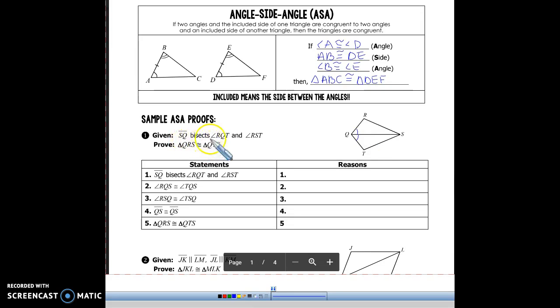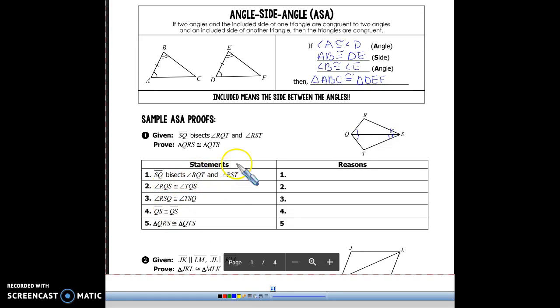Also, it says that SQ bisects angle RST. Well, our angle RST is this angle over here to the right. So if it bisects RST, that means that it cuts it again into two smaller equal angles, which then means that these two angles right here that I'm marking are congruent. So let's fill in our proof. We always want to try to fill in our picture with our given information, and that's going to help us at the end determine how we can tell these triangles are congruent.